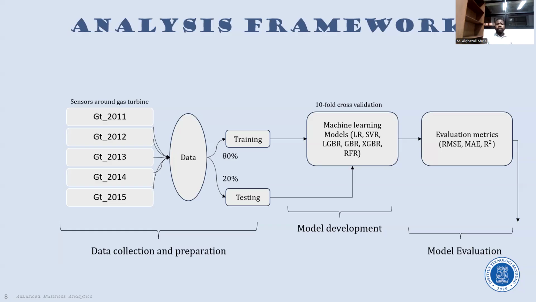So, five files from those years have been compiled together into one file to create the overall data about the gas turbine factors. This data is split into training and testing sets, and after that, it is fed to the machine learning models, those six models. We use tenfold cross validation to validate them. And after that, the output is measured through those metrics.